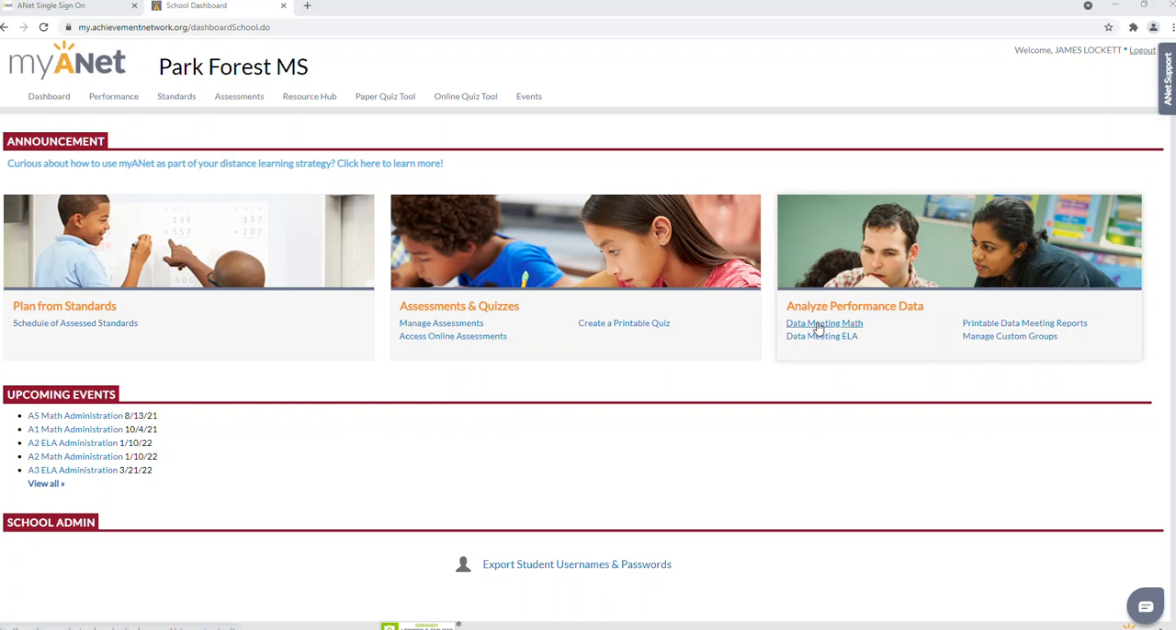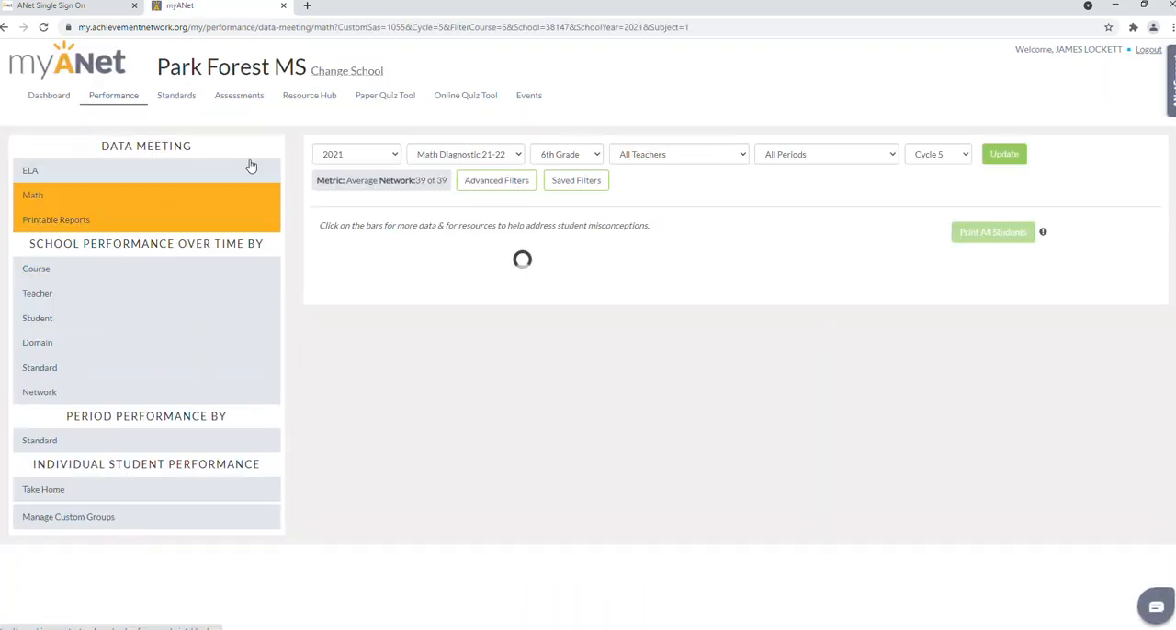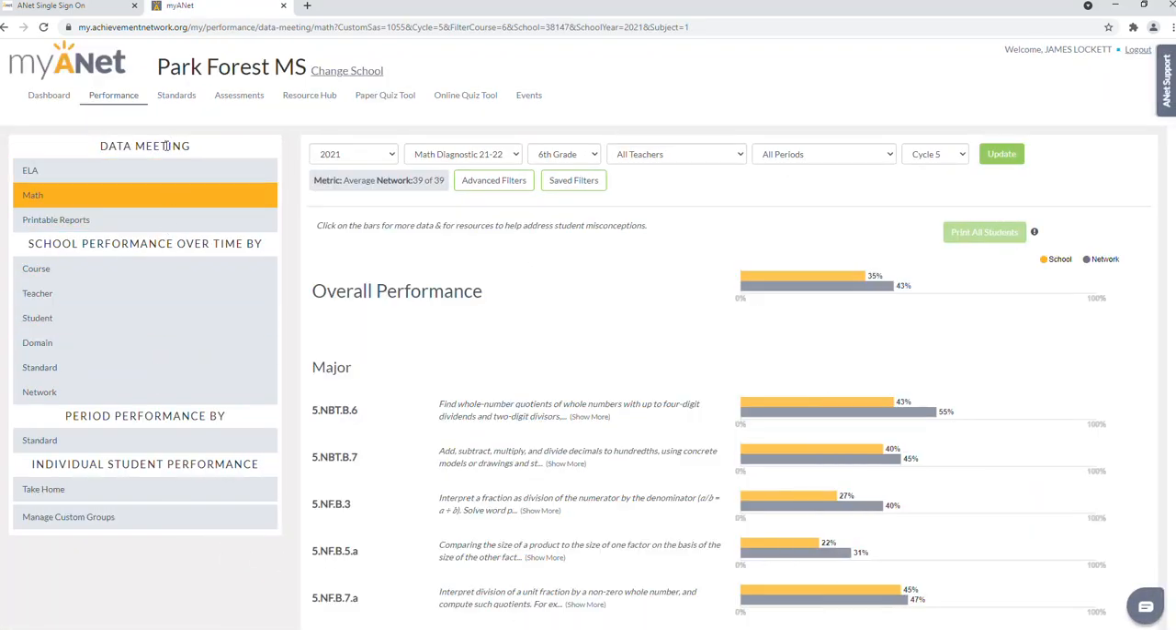So click on data meeting math, and this is what you see. On the left side, you see information for data meetings: school performance over time by course, teacher, student, domain, standard, network. When you have time, it's important you go into your ANet account and look at this information. Play around with this and see what you get. And then there's period performance by standard, and individual student performance, and you can even create custom groups. But we are interested in math, and we're also going to look at printable reports.